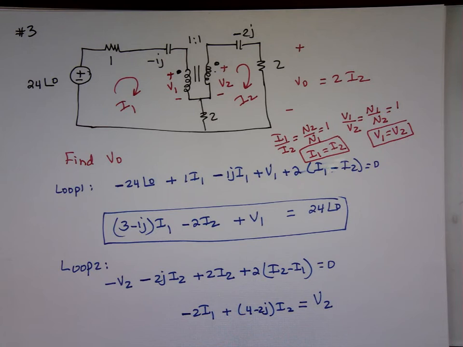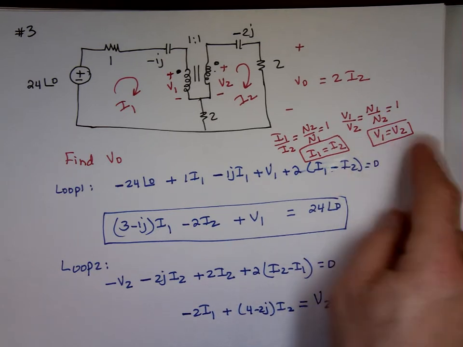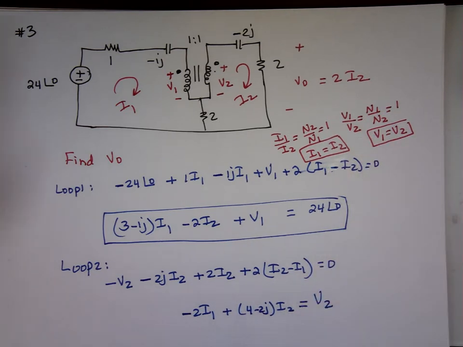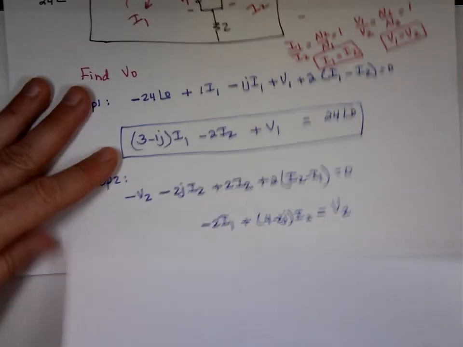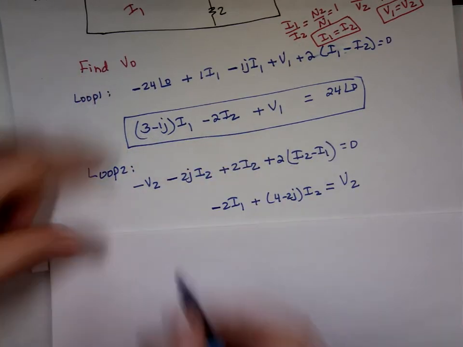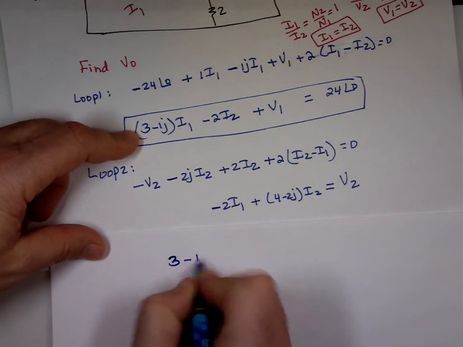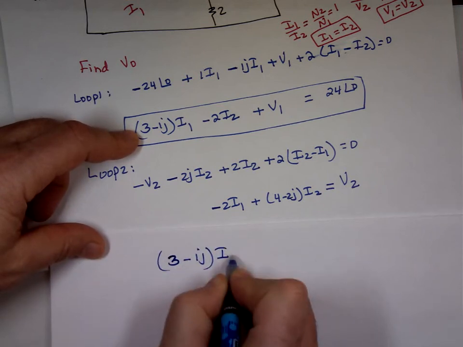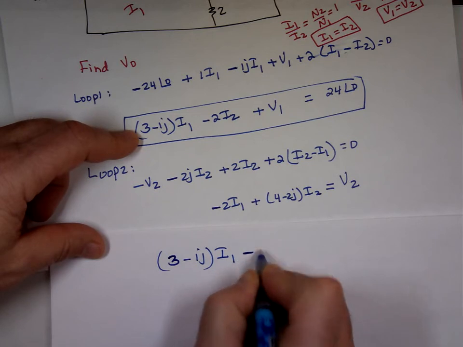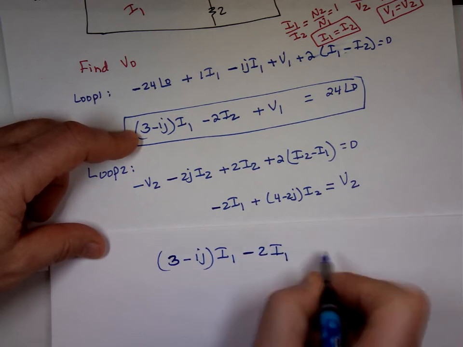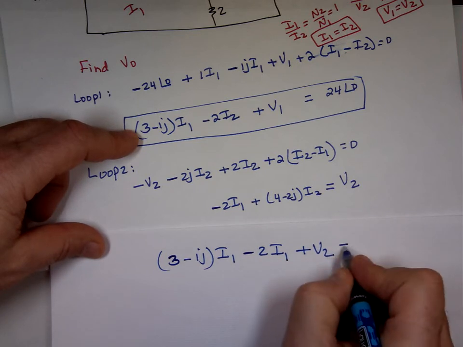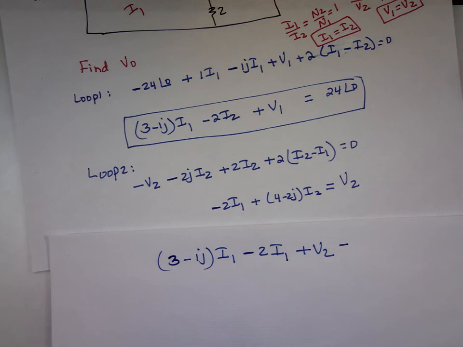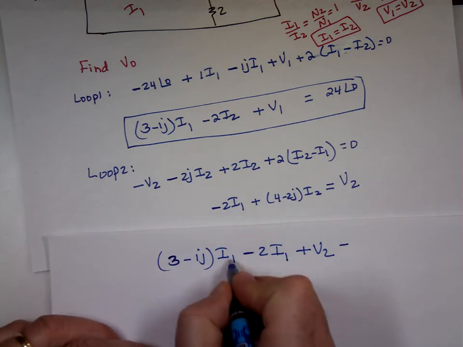So now if we do that substitution, since V1 equals V2 and I sub 1 equals I sub 2, I can truncate these to two equations by two unknowns. If I sub 1 equals I sub 2, this will be 3 minus 1j I sub 1 minus 2 I sub 1, because I sub 1 equals I sub 2, plus V2. You know what? Let's solve in terms of I sub 2. Why am I solving for I sub 1?